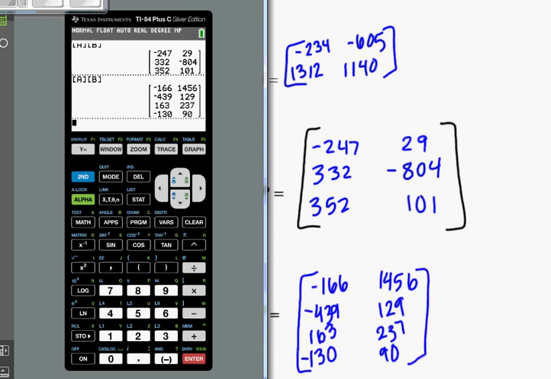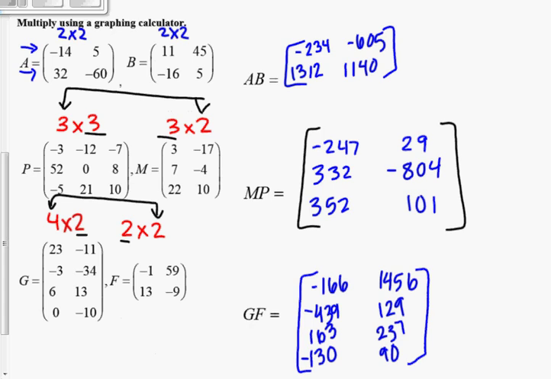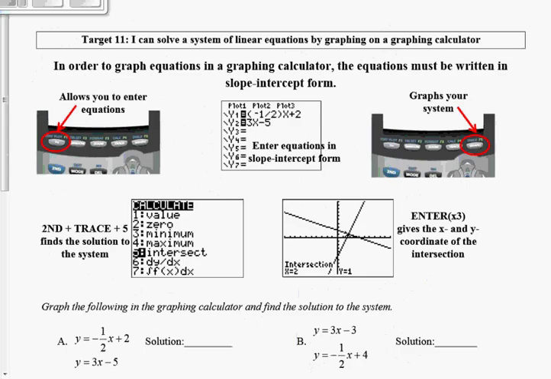So target 10, we need to make sure we can multiply 2 matrices together using the graphing calculator. Target 11, we are going to also be using our graphing calculator. We will not be using matrices. We'll be using the graphing part of our graphing calculator to solve two equations.